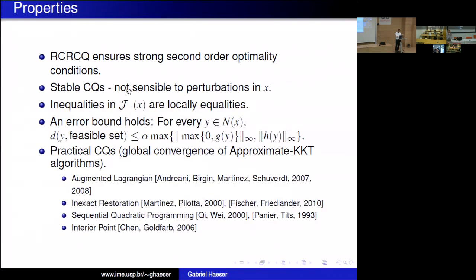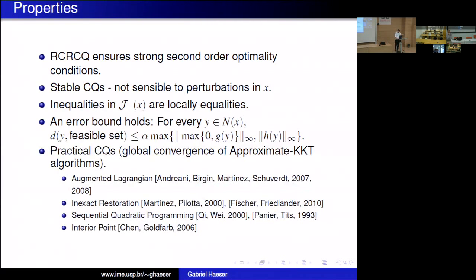Another important property, and this holds for all these conditions that I told you, is that they are stable in the sense that they are not sensitive to perturbation in x. So if this condition holds at a point x, and you look in a neighborhood of this point x, the conditions still hold. So this is important. If you have errors in your measurements, you won't get much trouble because these are stable conditions.